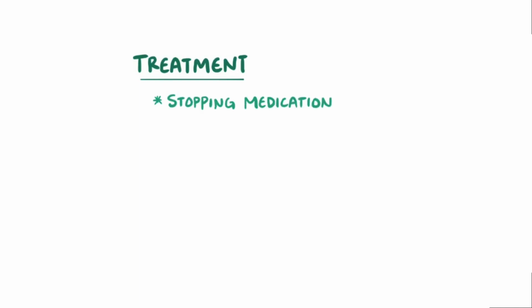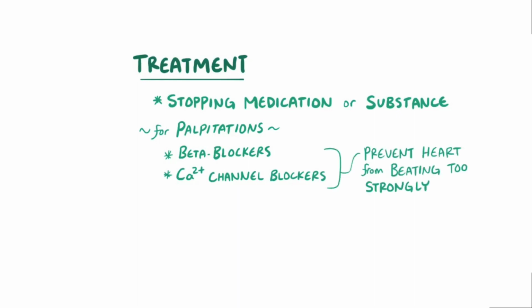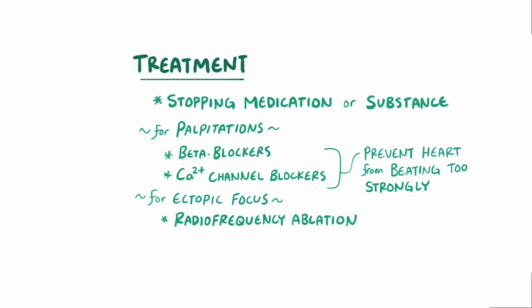Typically, premature ventricular contractions don't need treatment, and if there's an obvious cause like a medication or a use of a substance, then stopping that typically resolves the issue. If the premature ventricular contractions keep happening or cause palpitations, they can be treated with beta blockers or calcium channel blockers, both of which prevent the heart from beating too strongly. If an ectopic focus is triggering ventricular arrhythmias, radiofrequency ablation can be done, which is where radiofrequency waves are used to destroy the tissue that's causing the ectopic heartbeat.